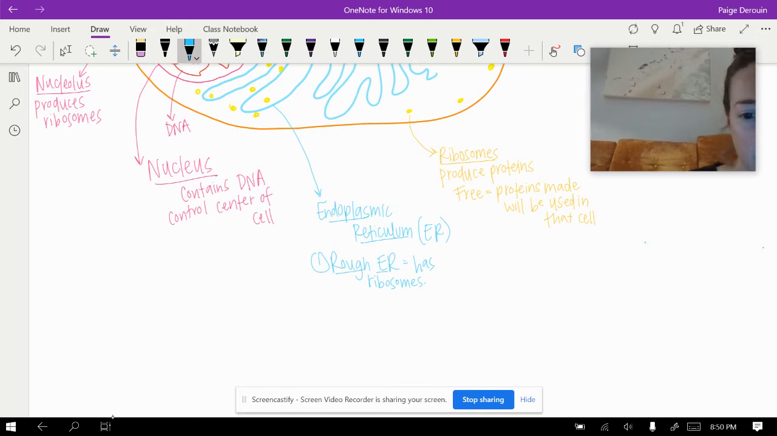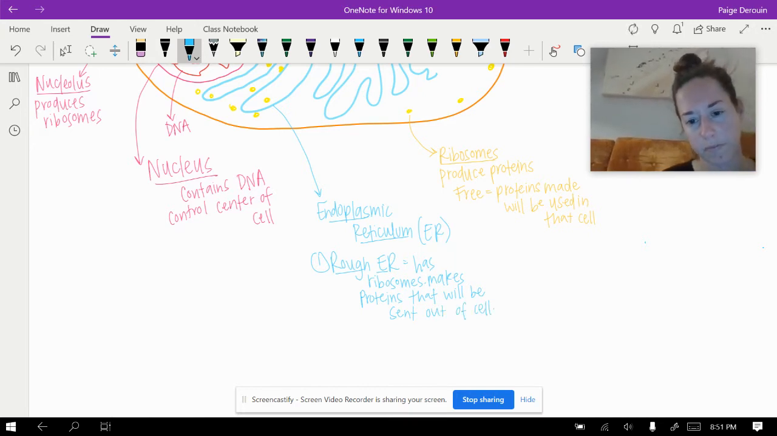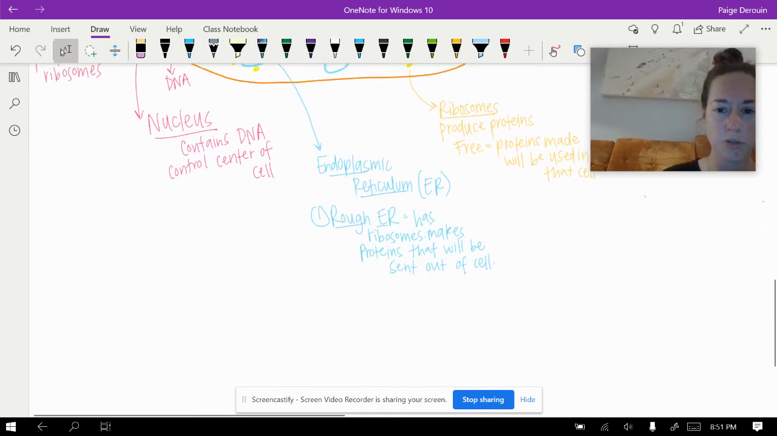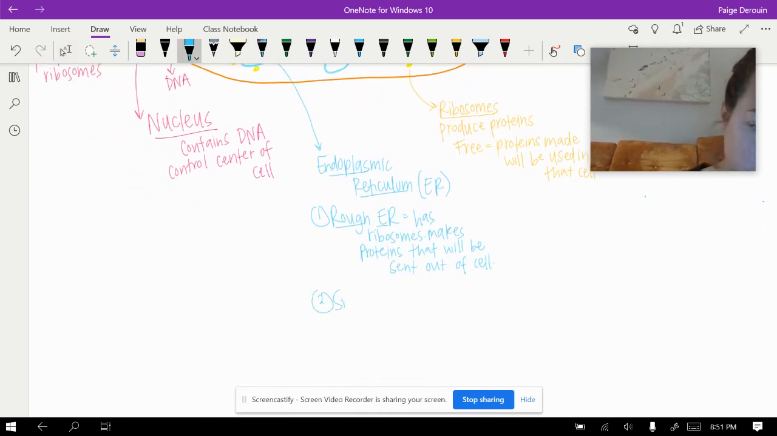Okay. And it makes proteins that will be sent out of the cell. The other option is further away from the nucleus in the picture, and it's called smooth ER. And this has no ribosomes.